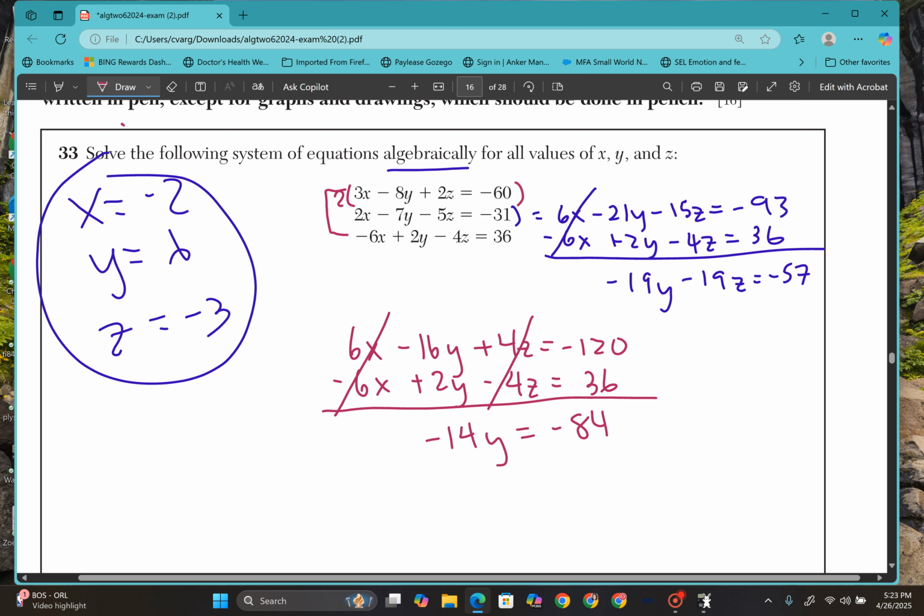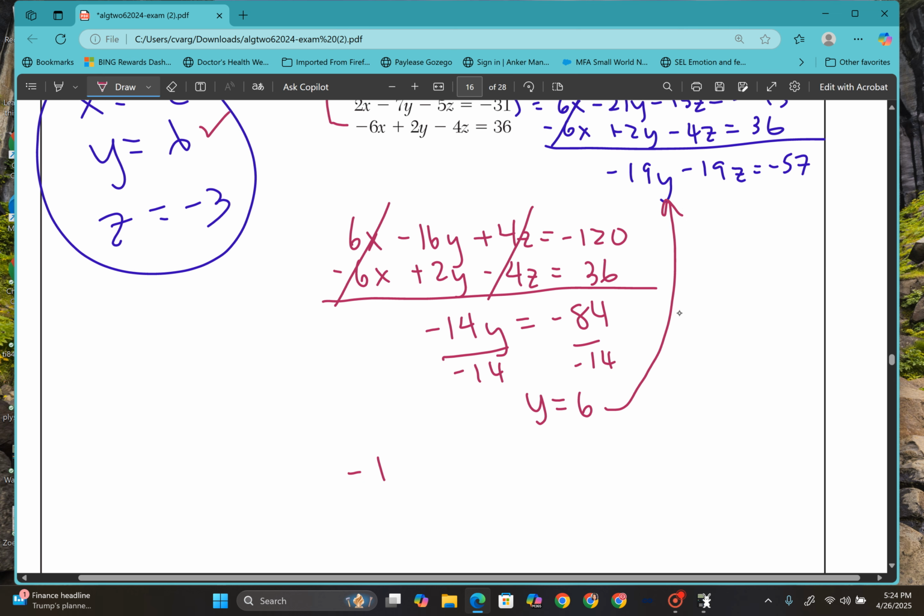So now I can get the y. I divide both sides by negative 14, and 84 divided by 14 is going to give me 6, so I know y is equal to 6. So far right now, I have one of them. Cool. So now I can take my y equals 6 and I can plug it in here, right? So I have negative 19, and instead of y, I'm going to plug in 6, minus 19z is equal to negative 57.